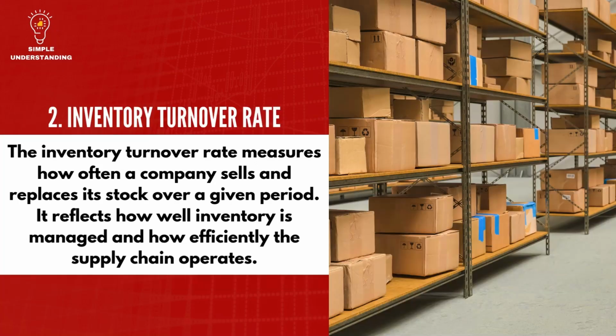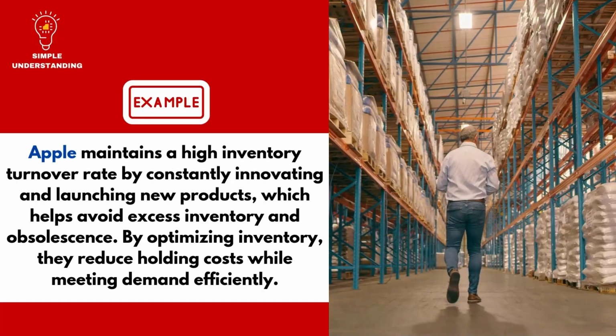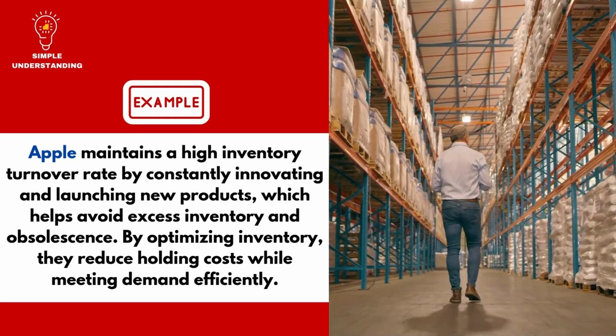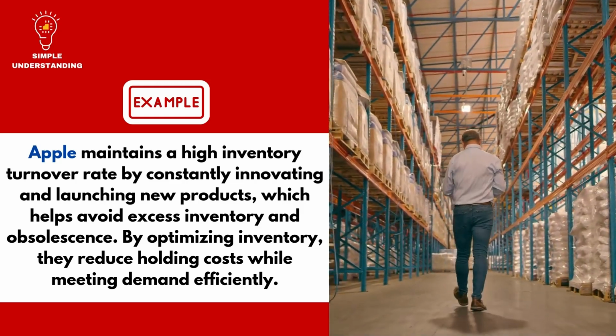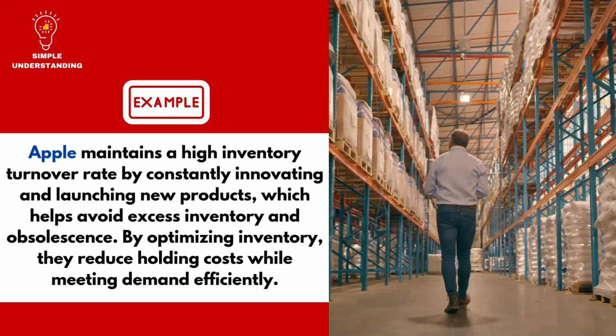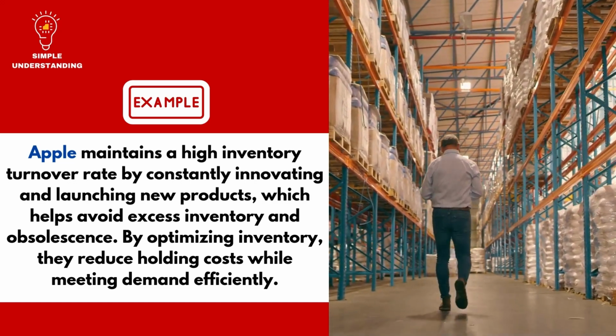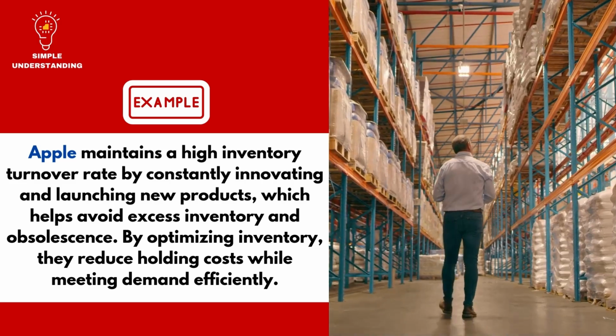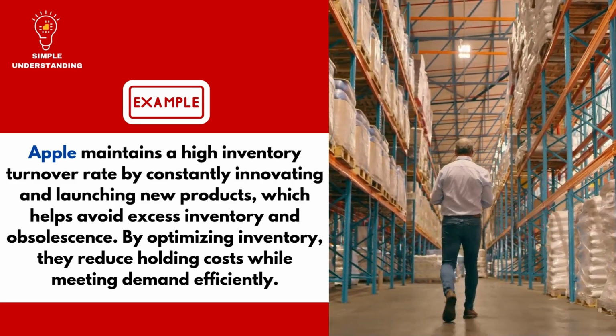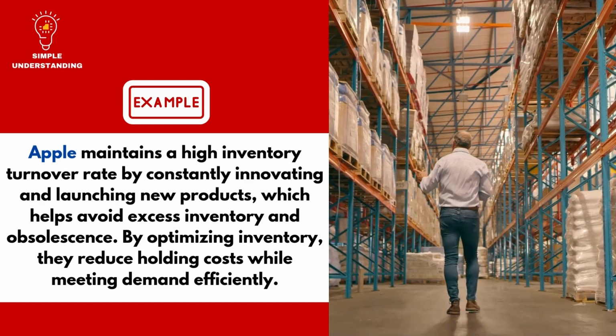2. Inventory turnover rate. Explanation. The inventory turnover rate measures how often a company sells and replaces its stock over a given period. It reflects how well inventory is managed and how efficiently the supply chain operates. Example. Apple maintains a high inventory turnover rate by constantly innovating and launching new products, which helps avoid excess inventory and obsolescence. By optimizing inventory, they reduce holding costs while meeting demand efficiently.